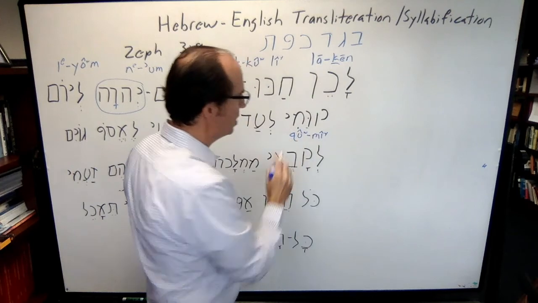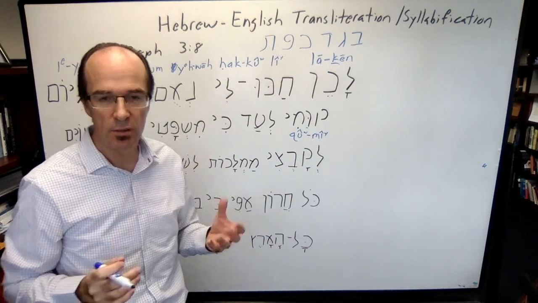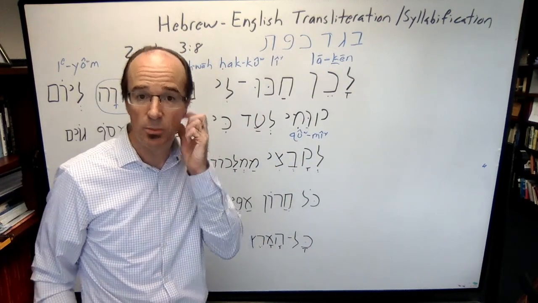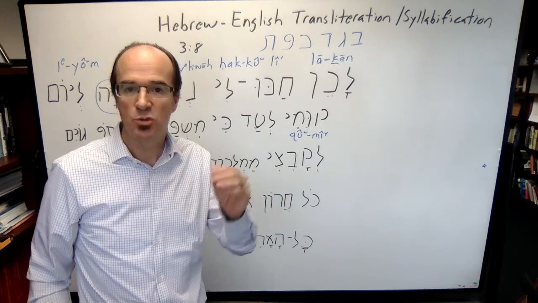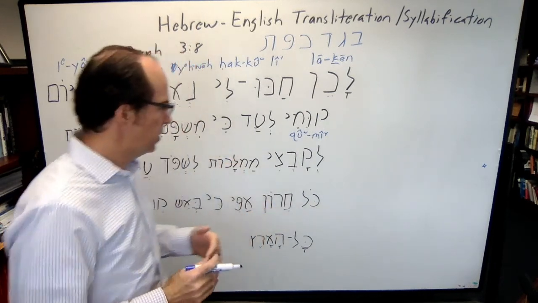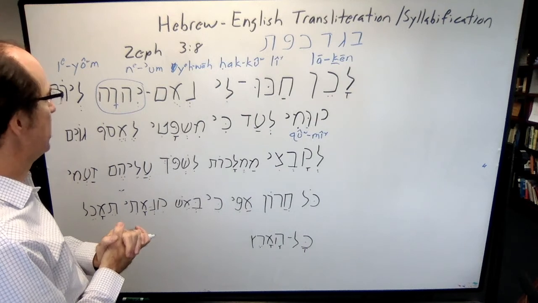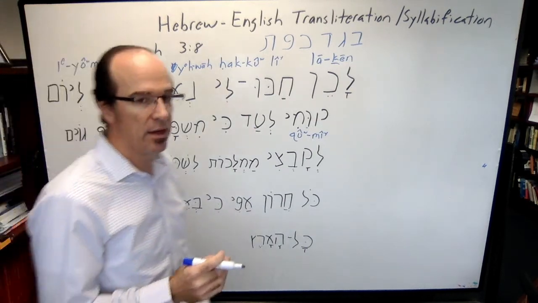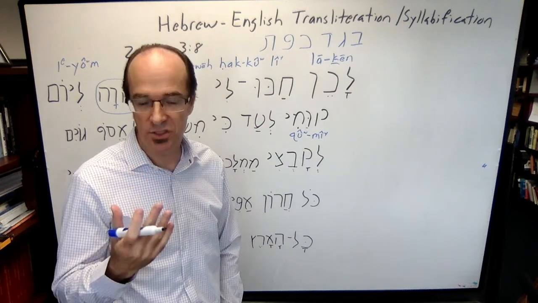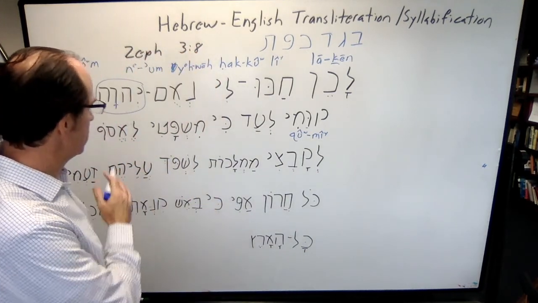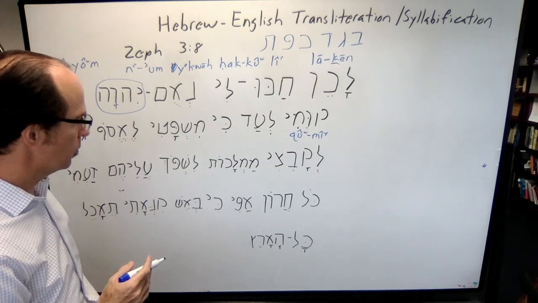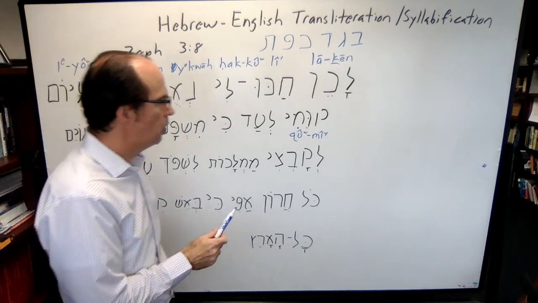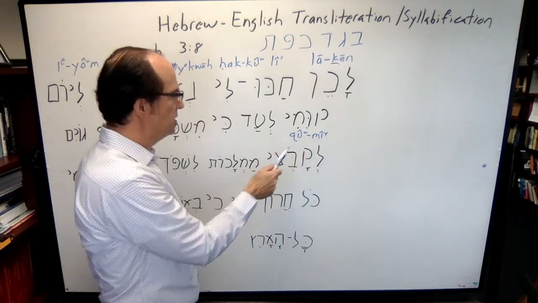And a little hint on Hebrew syllables. Remember, a Hebrew syllable always begins with a consonant, with the only exception being if you have a shureq at the beginning as the conjunction, which we don't have in this particular verse. So you're always going to begin with a consonant.